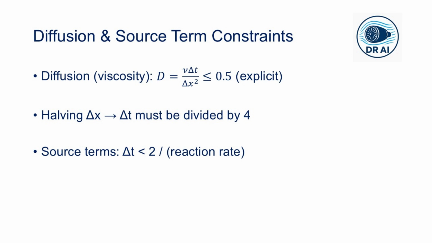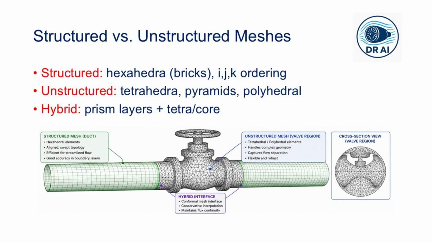reaction rate. So in practice, your solver will automatically limit delta t based on these criteria, if you ask for adaptive time stepping. But if you set a fixed delta t, you must ensure it satisfies all the constraints. We have talked about the discretization schemes, but they are meaningless without a mesh. The mesh is the skeleton on which discretization lives.